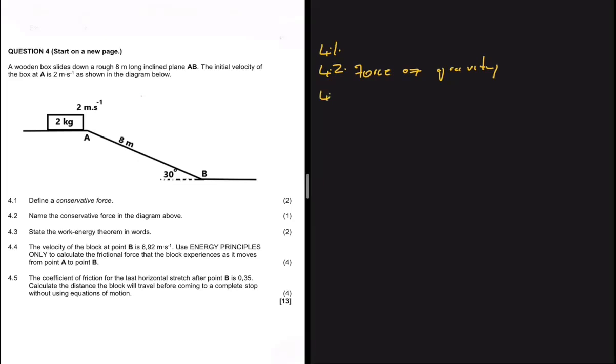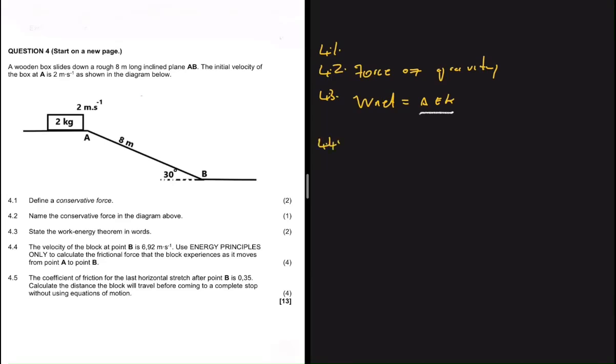Moving to 4.3, saying let's state the work energy theorem in words. So we have work net being equal to the change in EK, and that in words goes as follows: the net work done on an object is equal to the object's change in kinetic energy. So the net work done on an object is equal to the object's change in kinetic energy. Basically, you are just explaining the formula, right? Because it's easy to see from the formula that the net work done on an object is equal to the object's change in kinetic energy.